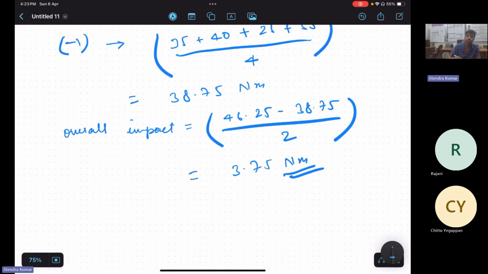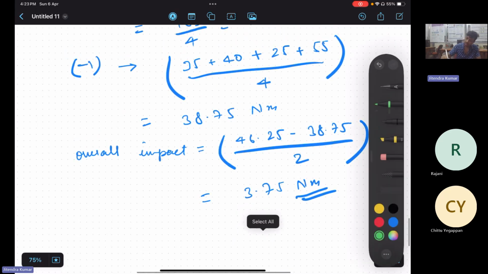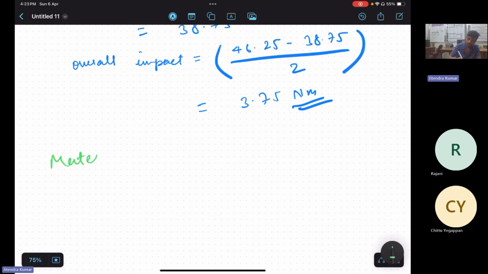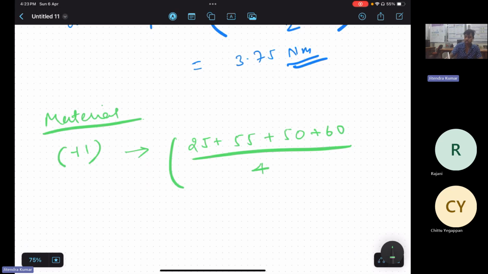Now option C is material. Again, corresponding to +1, the last four are 25, 55, 50, 60. Adding these up gives 190, and 190 divided by 4 is 47.5 Newton meter.